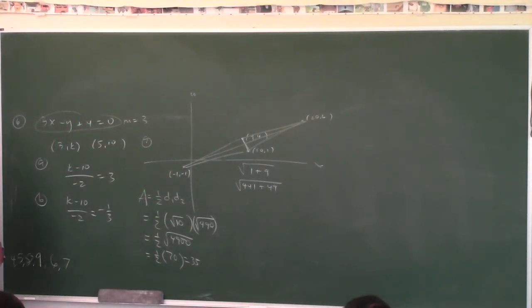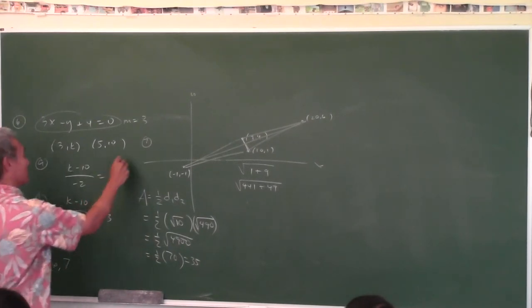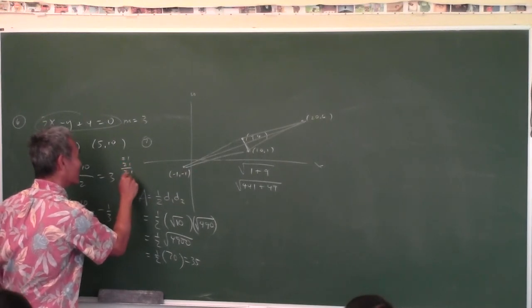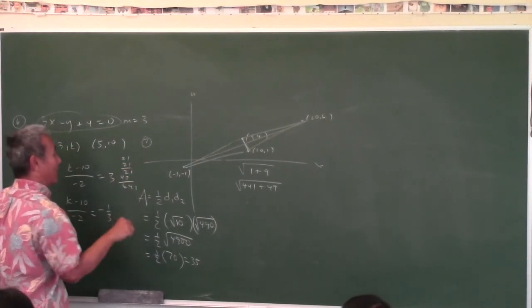Are we serious? We don't know 21 squared is 441. Okay, then just go on the side and go like this: 21 times 21. Oh, Lord. Whatever.